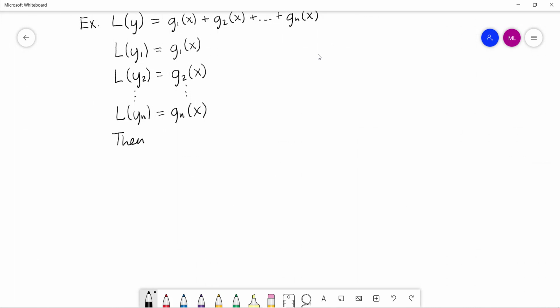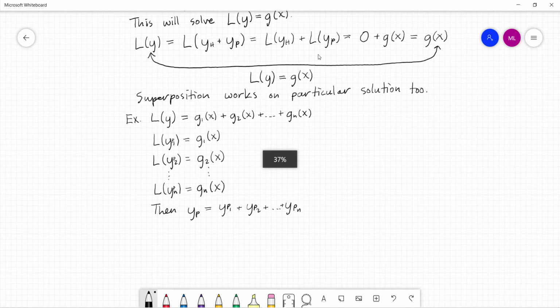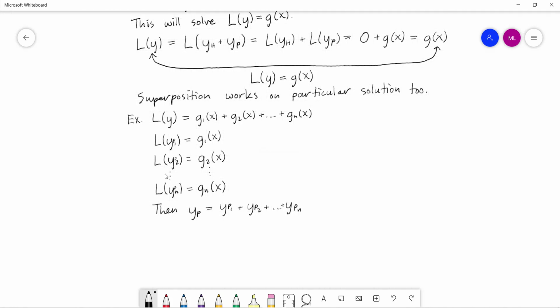So I could call this, because they're all particular solutions, I should sneak some p's in there. Then basically the most general form of this particular solution could be the superposition of all of these individual pieces. So the yp1 plus the yp2 plus ypn. Okay. So superposition works basically whenever you're dealing with a linear operator. It works for the homogeneous parts, and I'm telling you now it also works for the non-homogeneous parts.